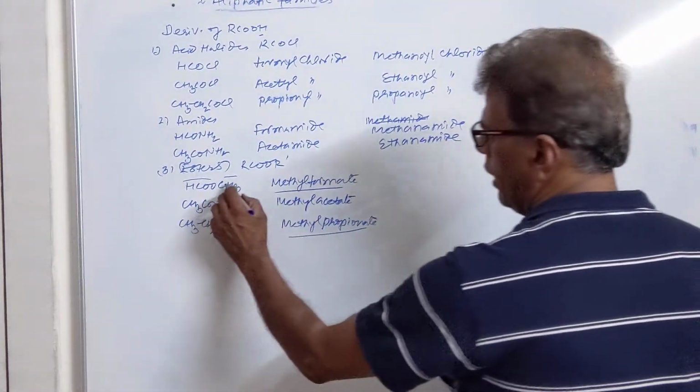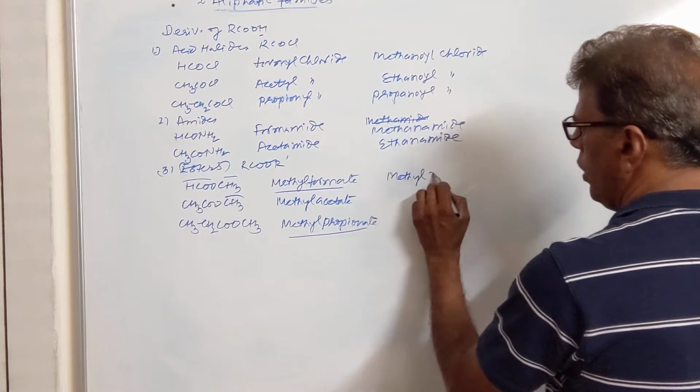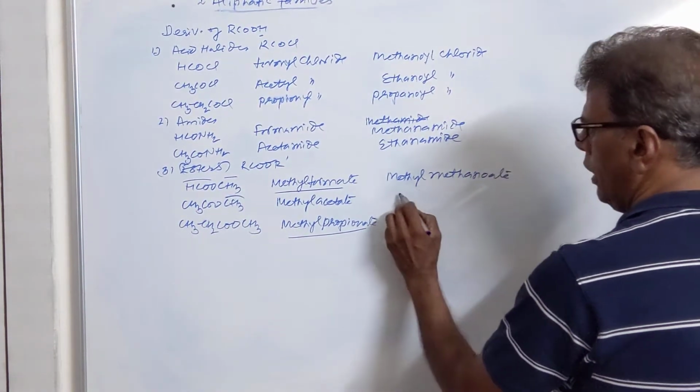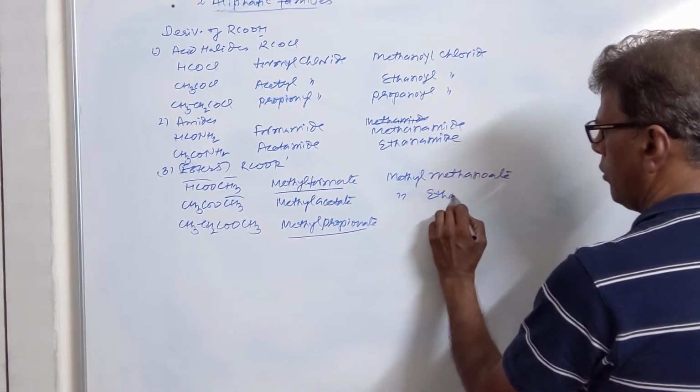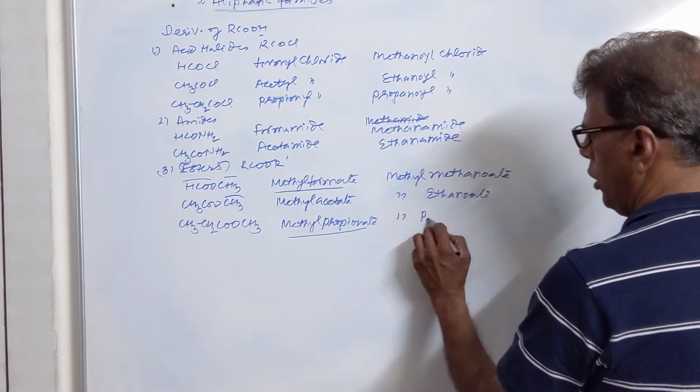Here they are called an alkyl alkanoate. So this is methyl methanoate. Then we have methyl ethanoate. Then we have methyl propanoate.